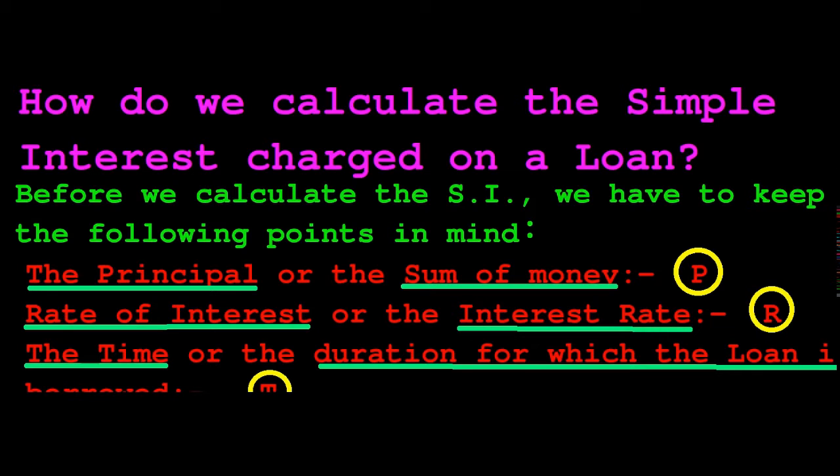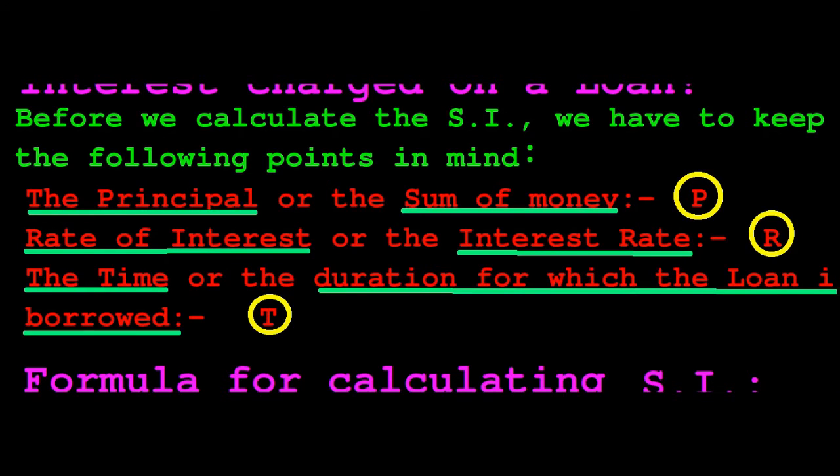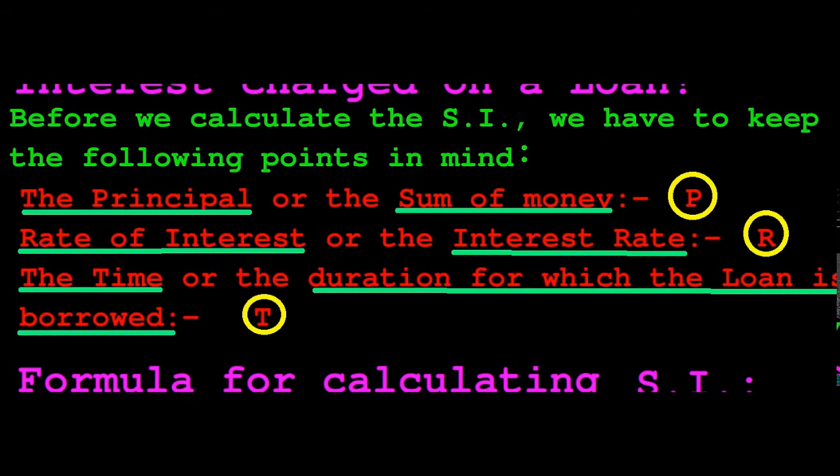First we have to keep certain points in mind. The principal, or the sum of money that we borrowed from someone, or the sum of money that we took from the bank as a loan, will be represented as P. The rate of interest, or the interest rate, will be represented by R. The time, or the duration for which the loan is borrowed, is represented by T.